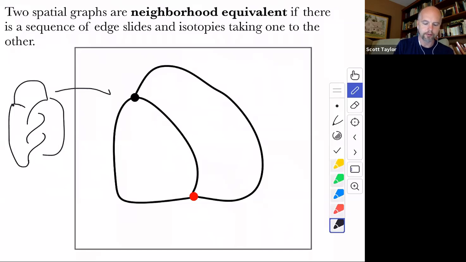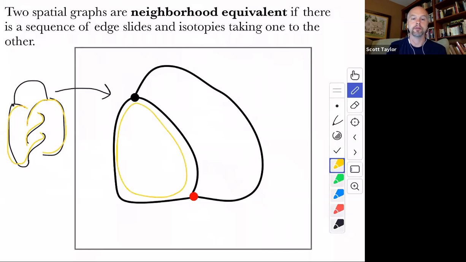And when I've done that, what I have constructed is a neighborhood equivalence from the theta graph on the left to this trivial theta graph. This neighborhood equivalence can't be realized as an ambient isotopy because in the graph on the left, I have a non-trivial knot as one of my cycles, and in the graph on the right, every cycle is the trivial knot, the unknot. So this was an example of neighborhood equivalence converting a non-trivial theta graph into a trivial theta graph.